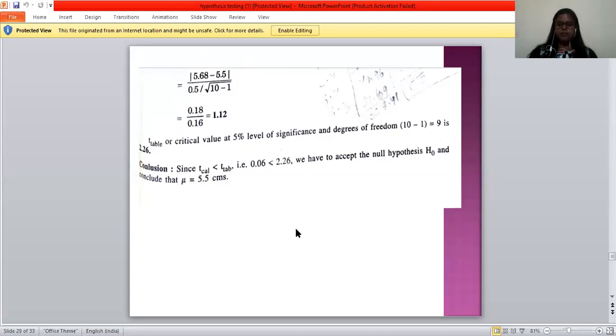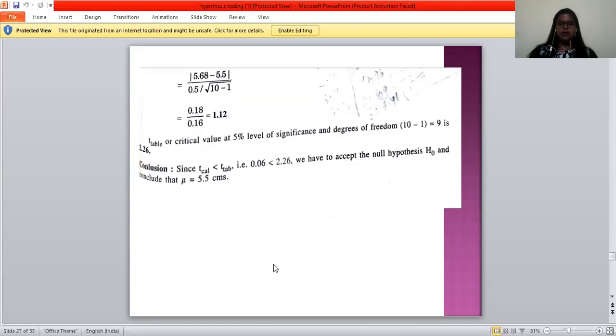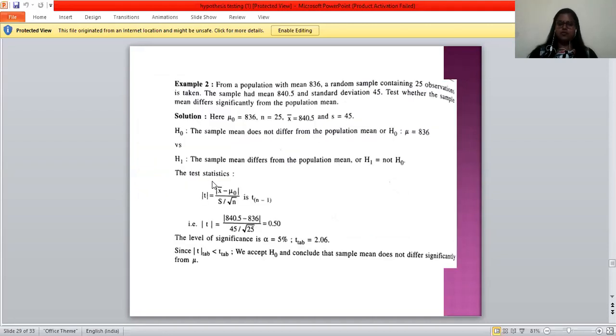Let us look into the table. You can see here at the 5% level of significance with 9 degrees of freedom, it is 2.26. This is how you calculate. Now let's compare. The tabulated value is 2.26. So how do you conclude? Since the t calculated value is less than the t tabulated value, we accept the null hypothesis and conclude that the mu value is 5.5 centimeters.